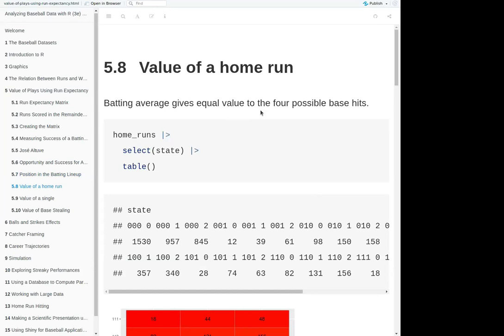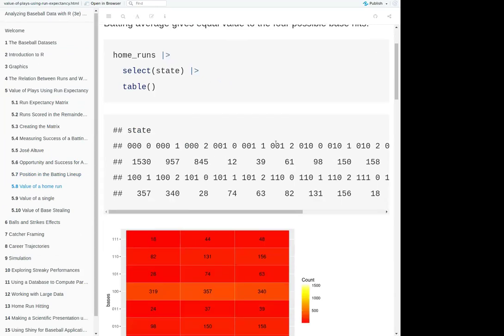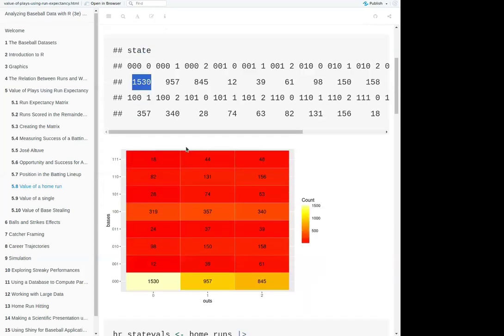at the value of a single, but home run is a little easier to assess. So our batting average gives equal values to all possible base hits. And the book output this nifty little table with all of the possible states. Again, this is our 3 bases and how many outs there are. We can see that there is a high frequency of no one on bases and 0 outs. But again, looking at a chunk of numbers is interesting, but not very initially intuitive.